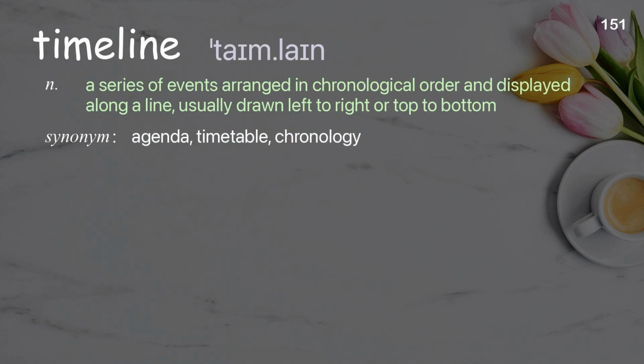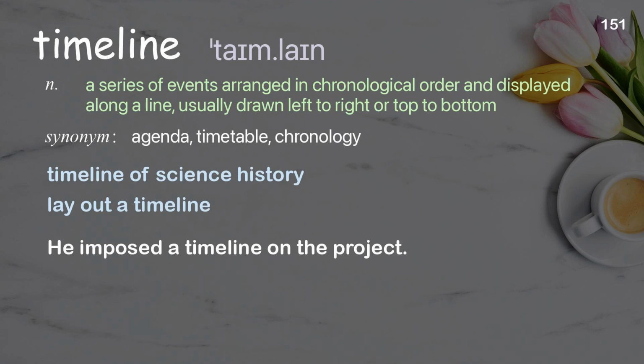Timeline. A series of events arranged in chronological order and displayed along a line, usually drawn left to right or top to bottom. Examples: Timeline of science history, lay out a timeline. He imposed a timeline on the project.